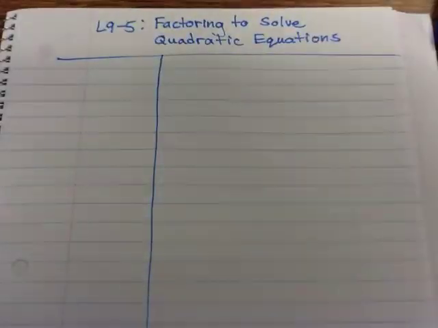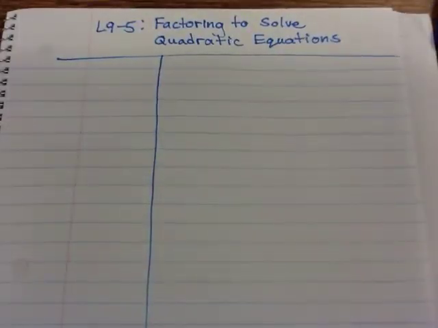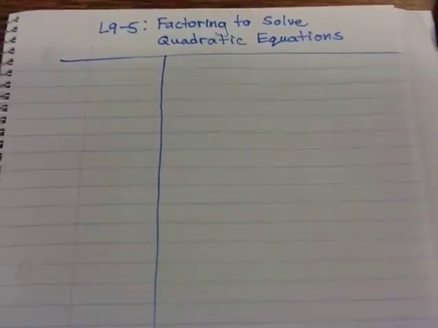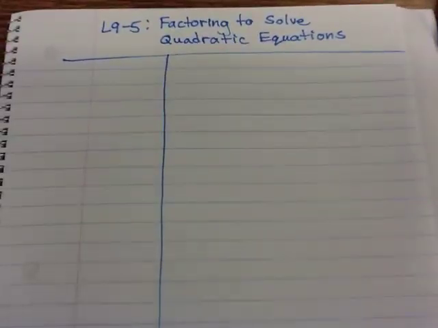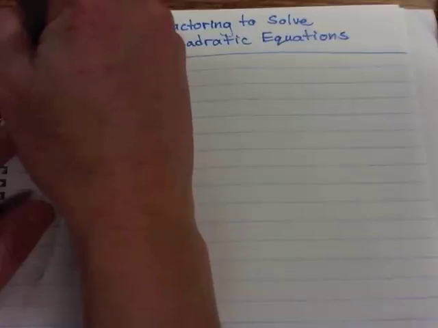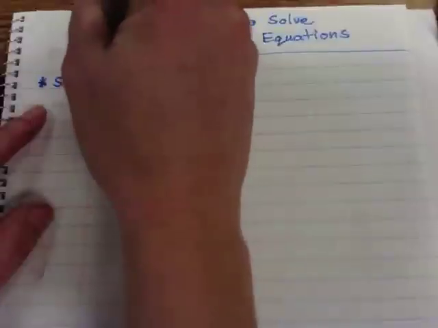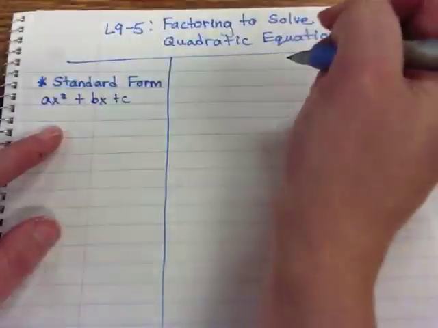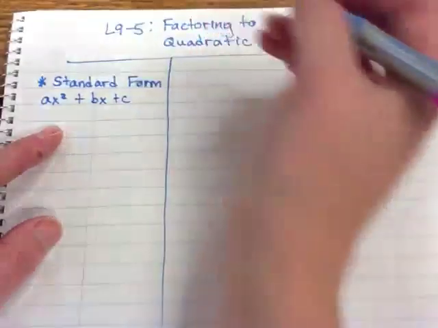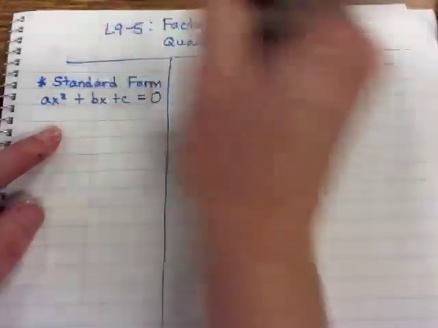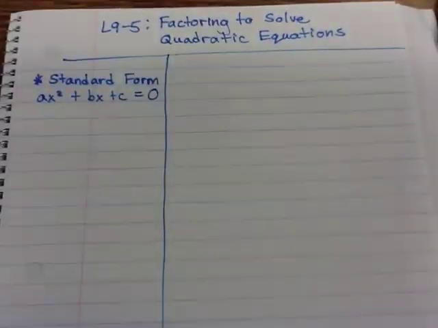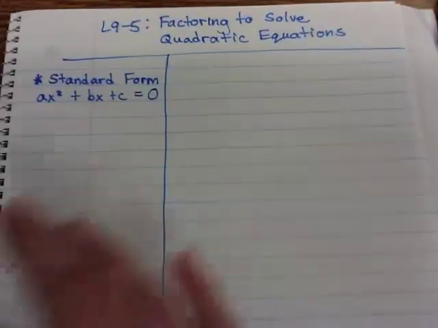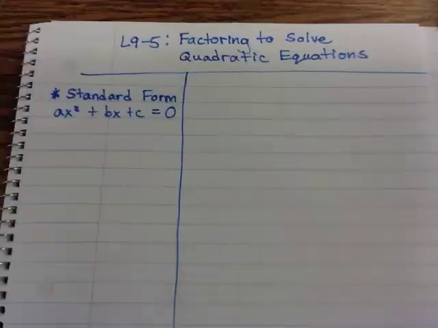So today's lesson is factoring to solve quadratic equations. What form do you think these equations need to be in order to solve them? Standard form. Everyone remember standard form? What is it? ax squared plus bx plus c equals 0. Remember, for equations we need equals 0, and that's key right there. It needs to be equal to 0. Is that okay?